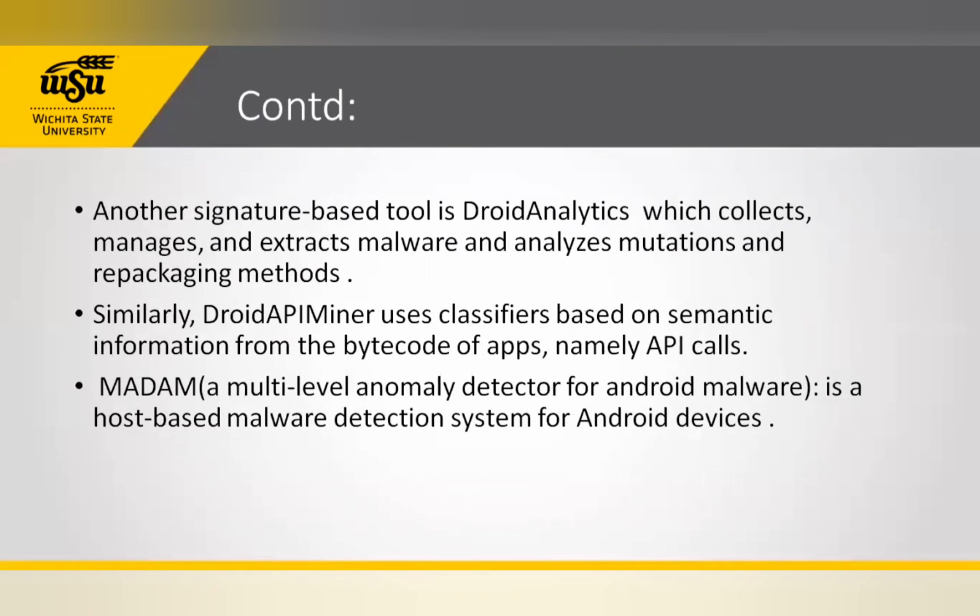Another signature-based tool is DroidAnalytics, which collects, manages, and extracts malware and analyzes mutations and repacking methods. Similarly, DroidAPIMiner uses classifiers based on semantic information from the bytecode of apps, namely API calls. Using data flow analysis and frequency analysis, it captures the most common and relevant API calls used by malware. Other work focuses on the structure of information flows gathered through the sequence of API calls and the pattern of behavior present to identify malware. Similarly, we have employed such API and data flow analysis in our work to analyze SHB.